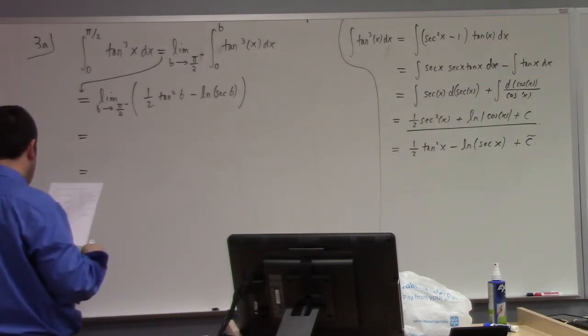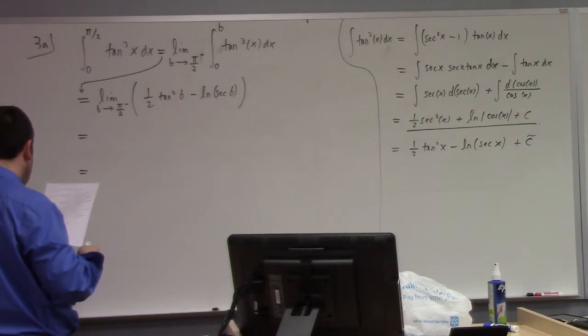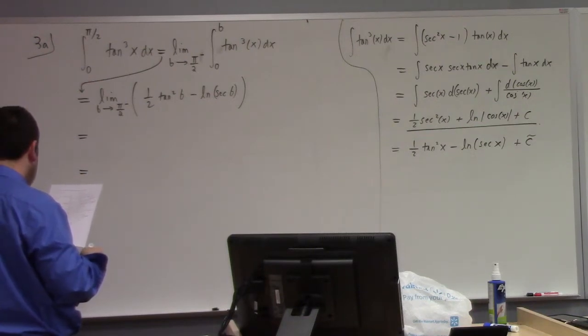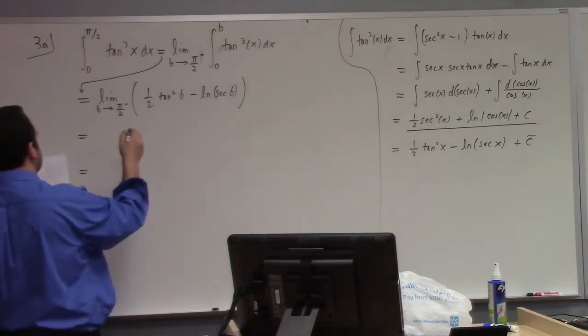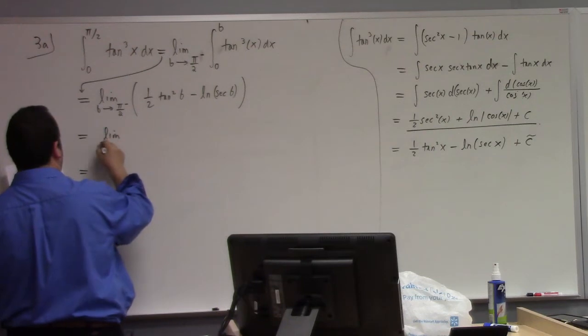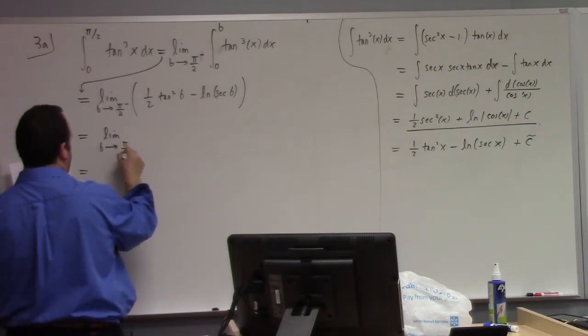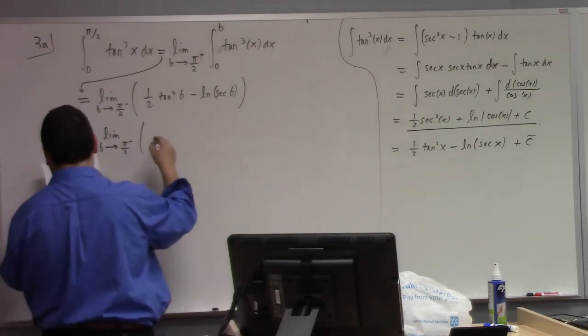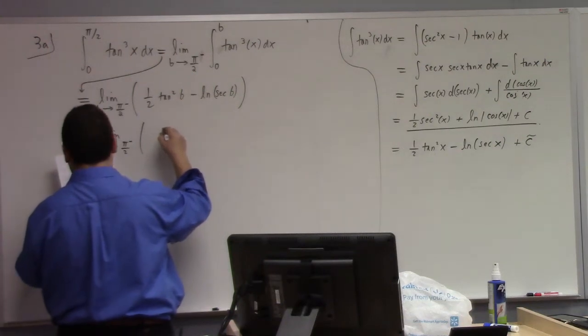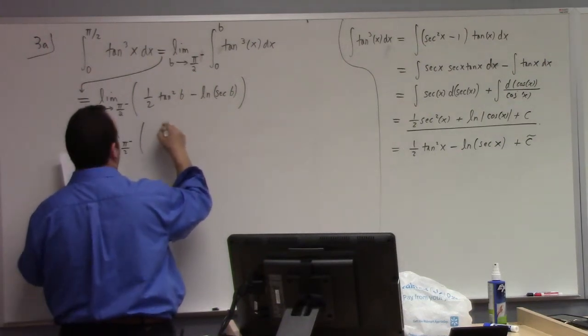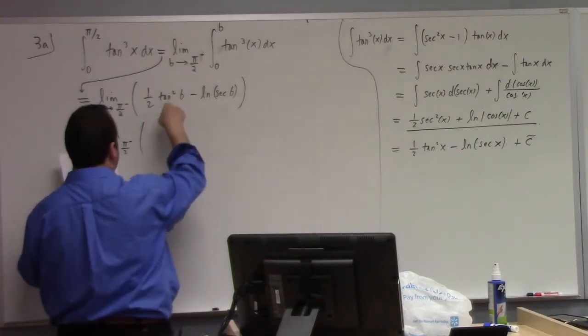So he, oh, sneaky. He takes the limit as b goes to pi over 2 from the left of the natural log. He changes this to a log. How would you change this to a natural log?